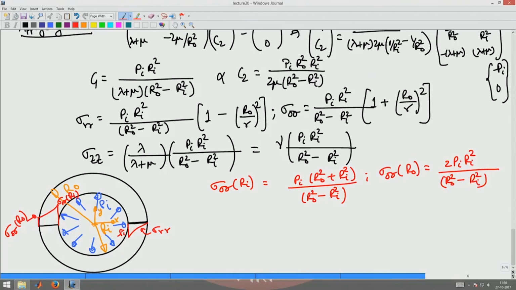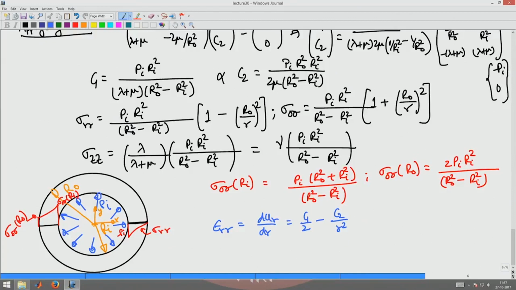Okay. Similarly, you will find that epsilon r r, which is dou u r by dou r, is not 0. Okay. Dou u r by dou r is C1 by 2 minus C2 by r square, which has some value which is non 0. Okay. And hence what happens is there will be a thickness change in the cross section.